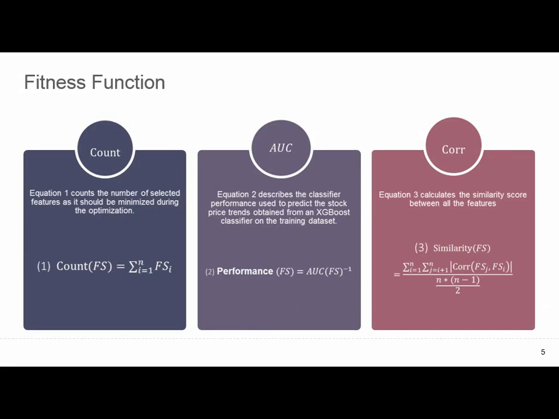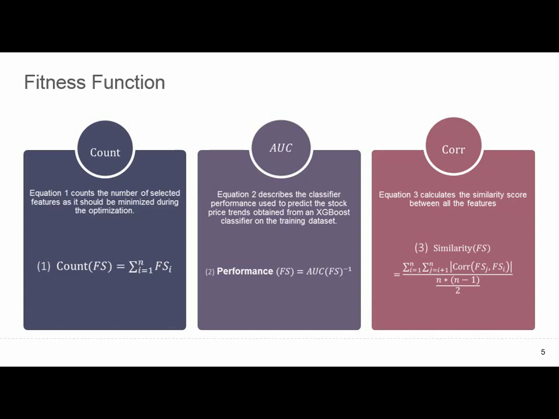Calculation of the fitness function. 1. Calculation of feature count. Count the number of selected features, as it should be minimized during the optimization. FS_i refers to the selection decision of feature i in the feature set, which can be either 0, meaning not selected, or 1, meaning selected.